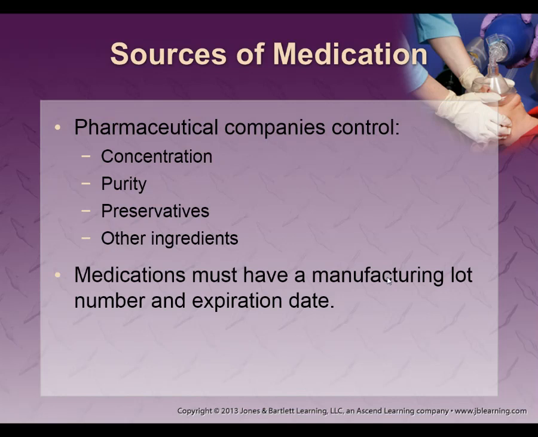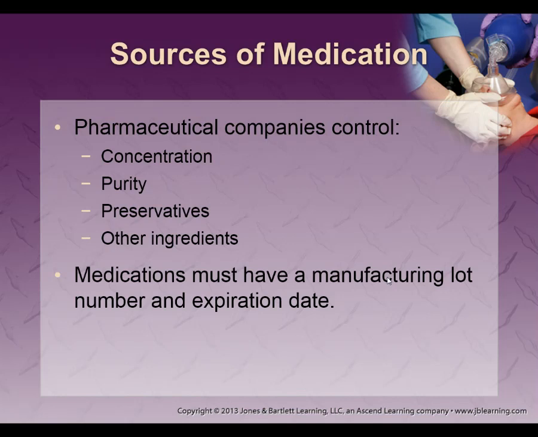Because when something reaches its expiration date, we have to discard it. We can't use it after its expiration date. The lot number is important because if something happened to the purity or the concentration when it was being made, or maybe a wrong preservative was put in, or in a recent case, the actual wrong medication was put into the capsule, then you've got to know what lot number it was so that they can be recalled. And medications are recalled based on their lot number.